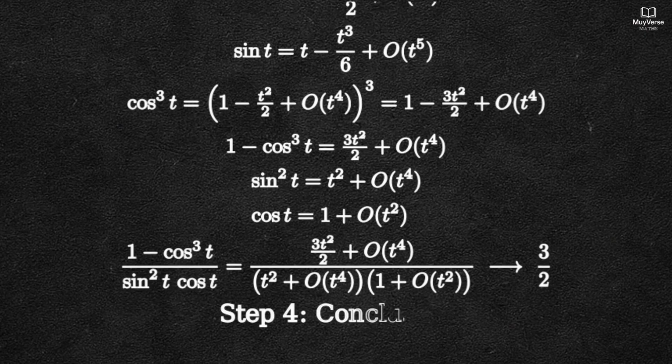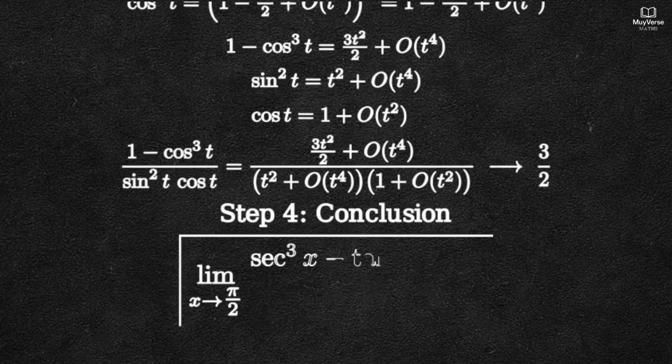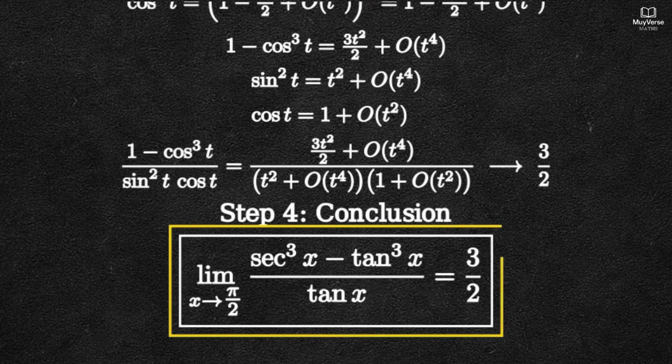Step 4. Conclusion. The limit as x approaches pi over 2 of (secant cubed x minus tangent cubed x) over tangent x equals 3/2.